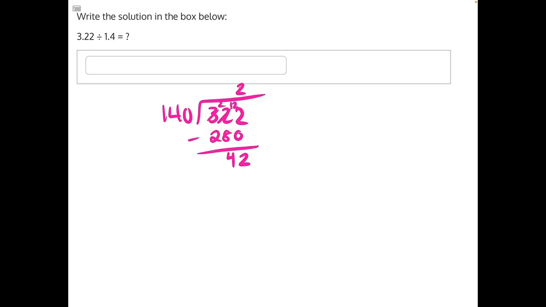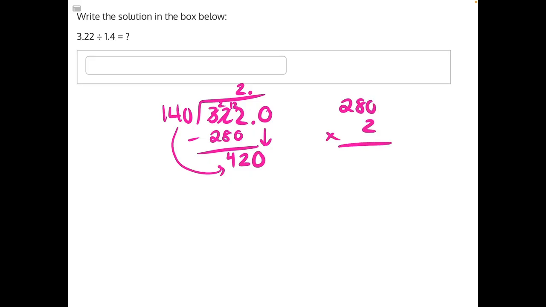Then 140 cannot go into 42, so we have to add a decimal and add a 0. So how many times can 140 go into 420? Again, we're going to have to do some estimation. So we know that 2 times 140 got us to 280. What if we doubled that? What if we doubled 280?